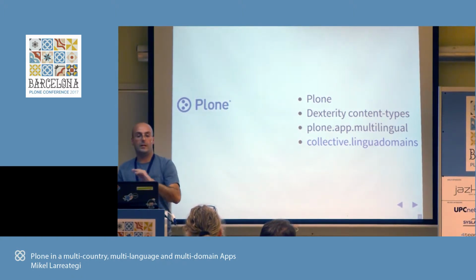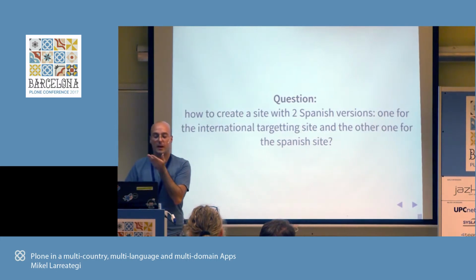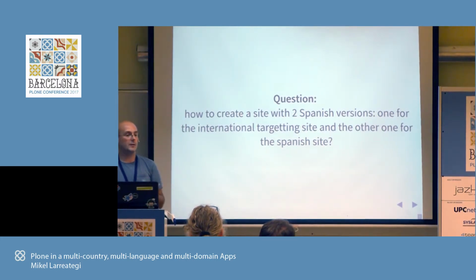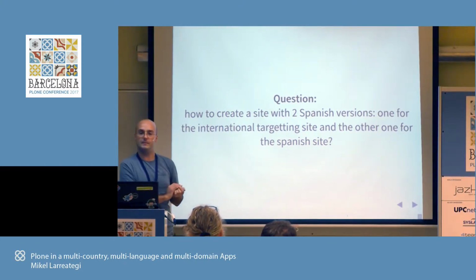So with this product, we thought that we had almost everything covered, but then our client started asking questions. So the first one was, okay, I want to have 2 different Spanish versions or 2 different English versions because I want to have the .com site in Spanish with international generic Spanish content, but I also want to have the .es site targeting Spain, but with different content.